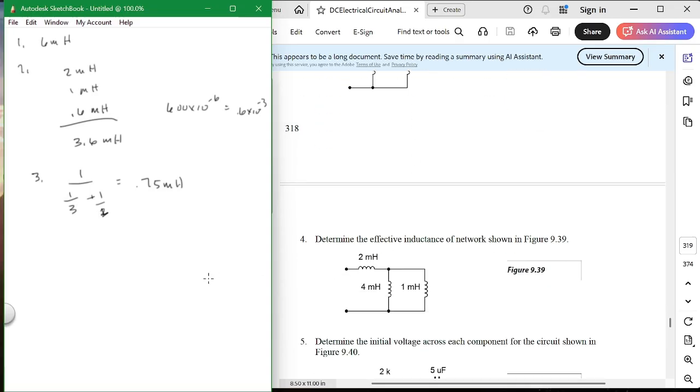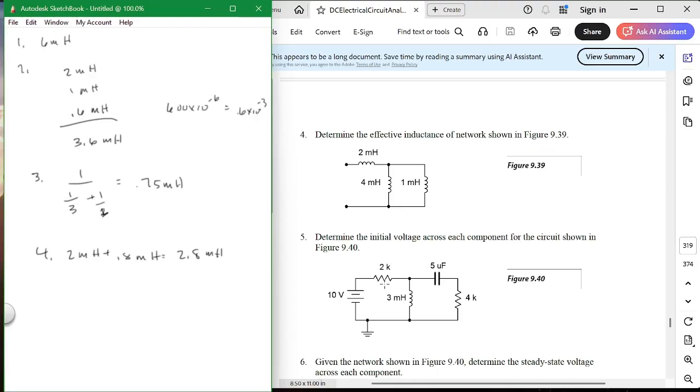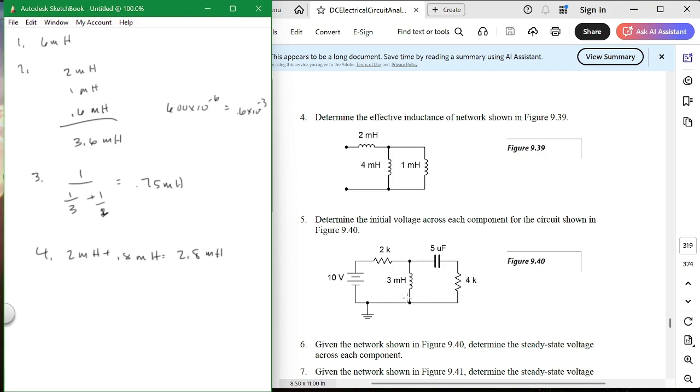Here it's a combination. And it's 2 plus what? 2 millihenries plus 4 times 1 over 4 plus 1, which is 4/5, or 0.8. It's 2.8 millihenries. So far, so good. Okay, now this one is: determine initial voltage across each component of the circuit shown in the figure below. Now we have to go with, here is startup condition, or initial conditions, okay?